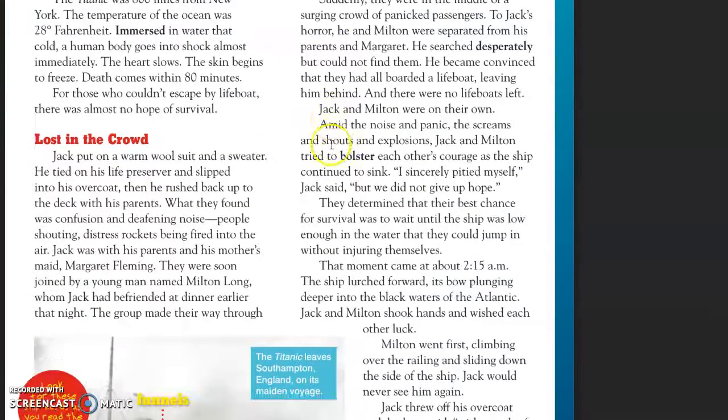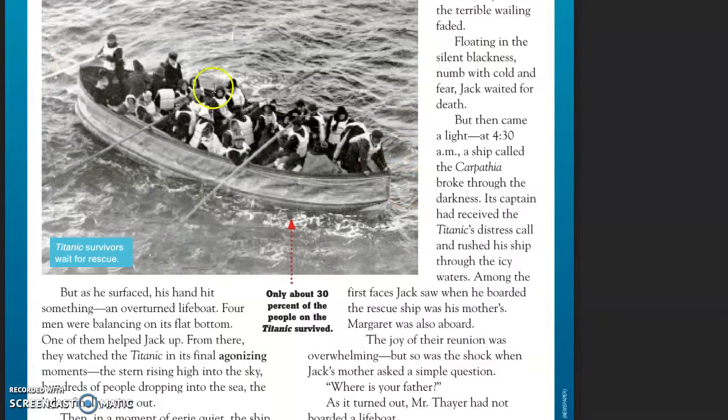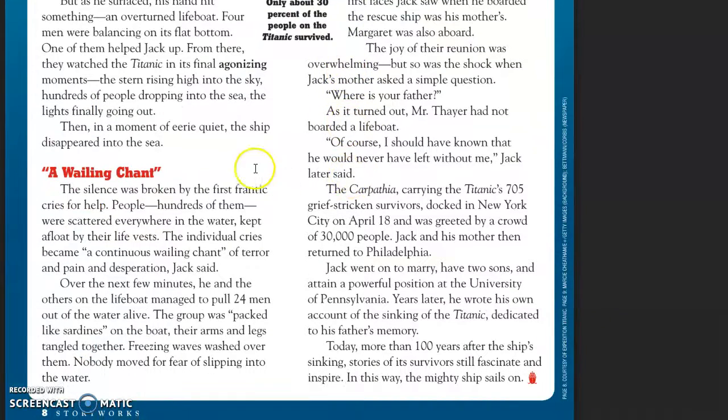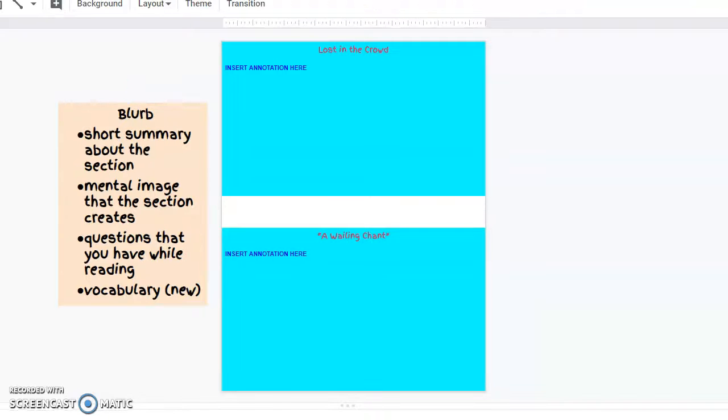And you'll go back to the article and read Lost in the Crowd. You can flip back, or you can read the entire article. And then the last subheading is a wailing chant. And you'll see on the fourth slide a wailing chant. So you'll write a summary of each section: the introduction, unsinkable, lost in the crowd, and a wailing chant.